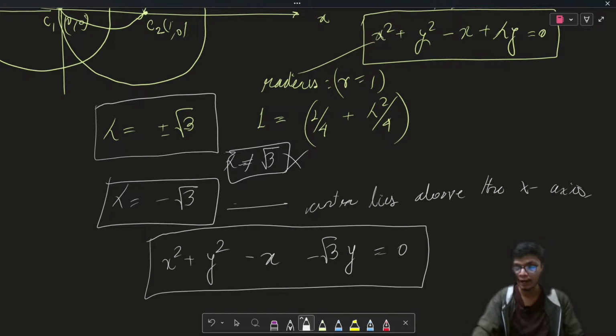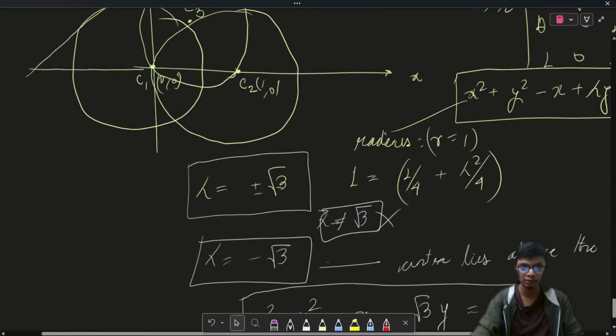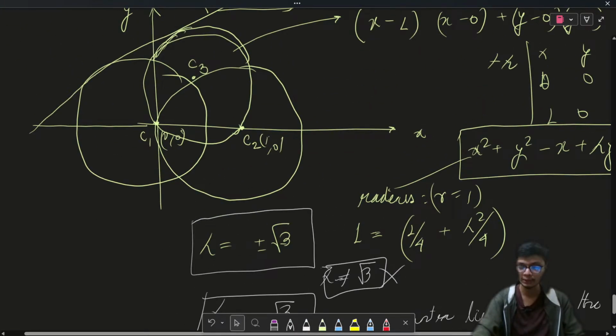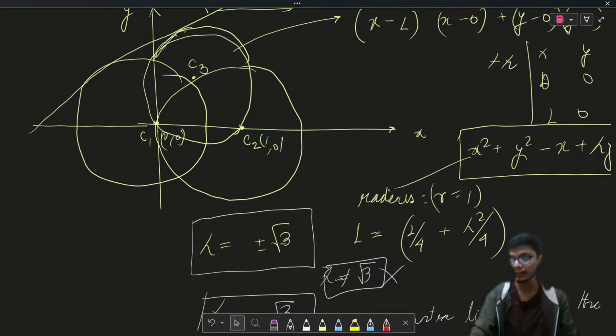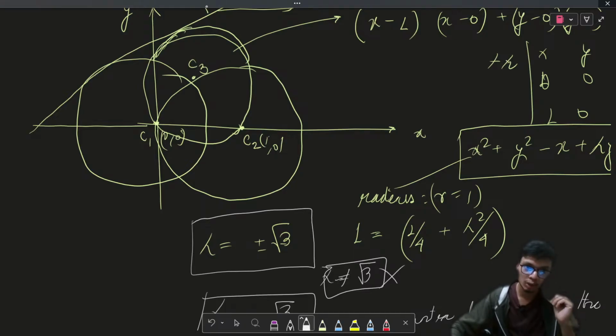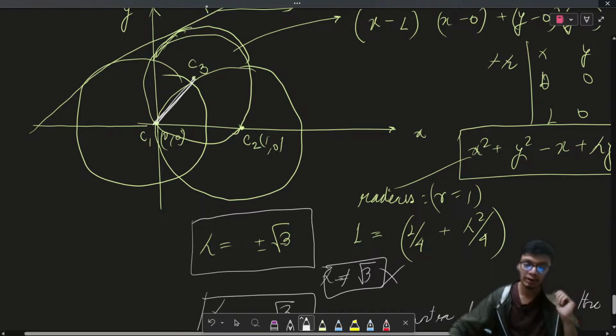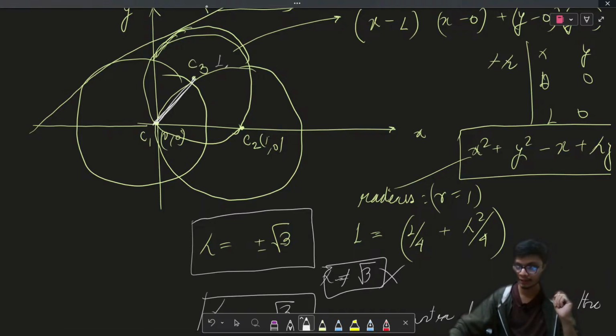Now we have to find the equation of the common tangent passing through C1 and C3 and not passing through C2, right? So C1 and C3 intersect and are at unit radius, so the common tangents are parallel to the line joining them. Since we can observe that these two intersect, the common tangent will definitely be parallel to this C1C3 line, right? We have already obtained C3, which is basically (1 by 2, root 3 by 2). That is what the C3 coordinates are.